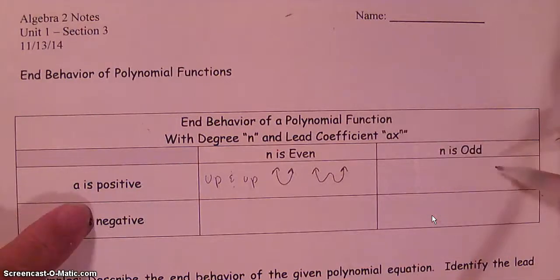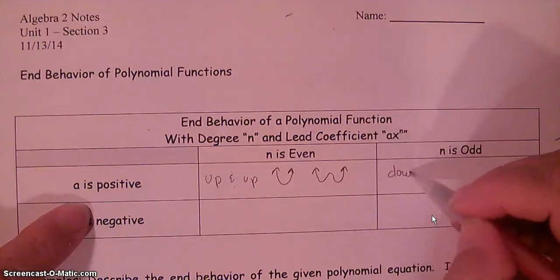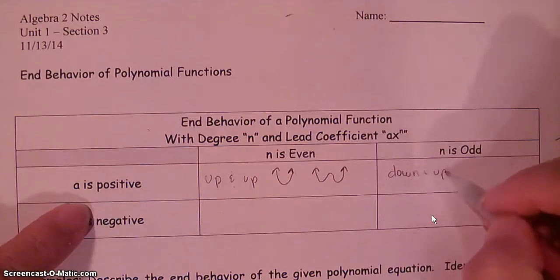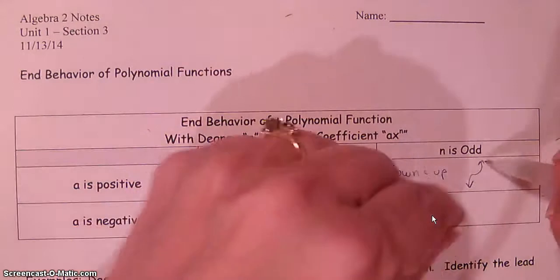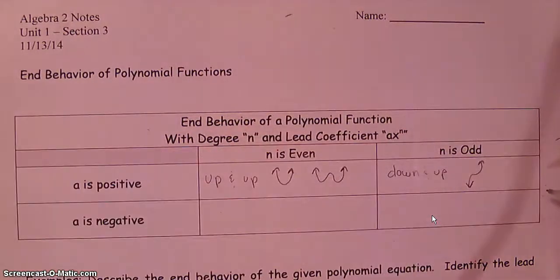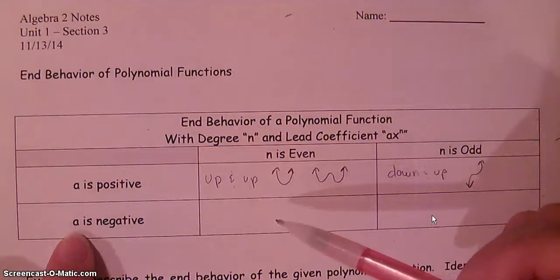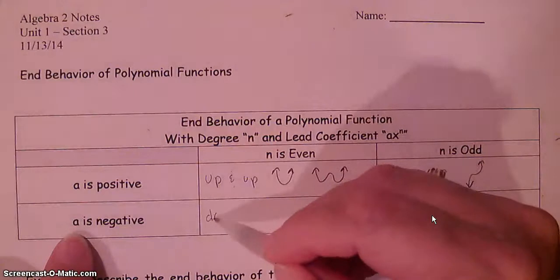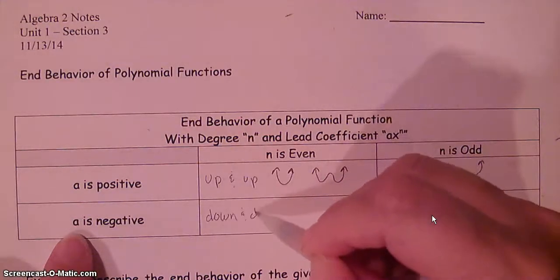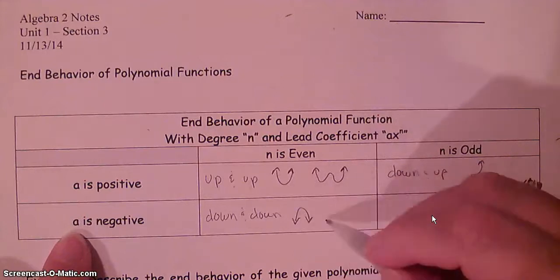Now if my a is positive but my degree is odd, then I'm going to be down on the left and up on the right. So it would look something like that, where I'm down on the left, up on the right. If you think about this as a straight line, if I pull the ends apart, we'll be going in a positive direction. Okay, if my lead coefficient a is negative and my n is even, I'm going to be going down and down. So both ends of my graph would be going in the negative direction.